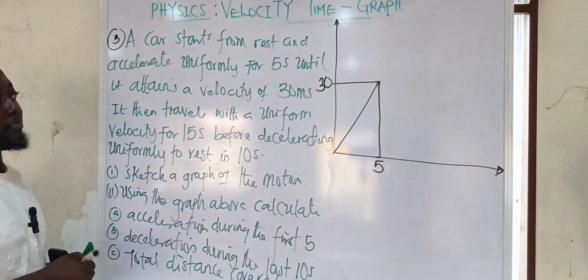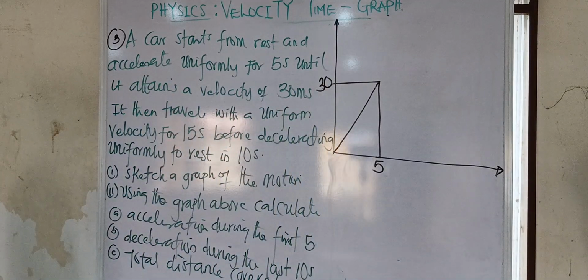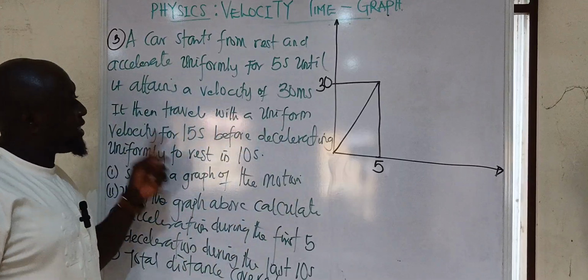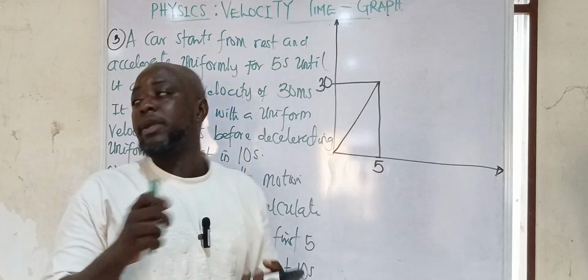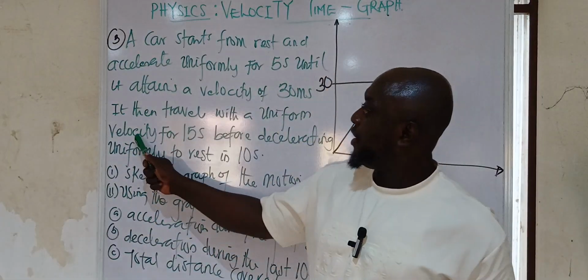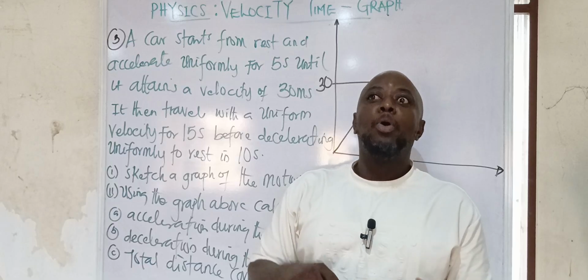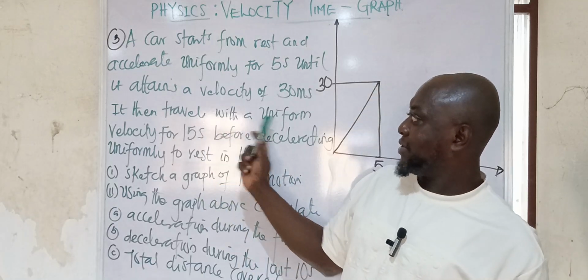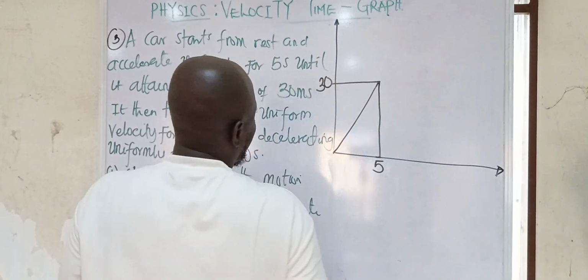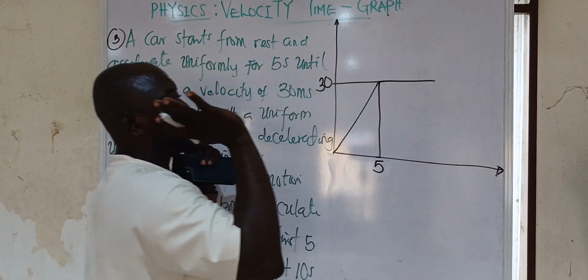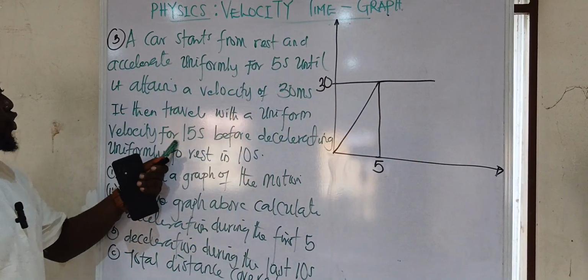From this triangle, what is the next thing we do? They say it then travels with a uniform velocity for this. So I told you that whenever you hear the word uniform velocity, it means the same thing as constant speed. Constant speed or uniform velocity means that the body goes straight. That's all. So it said the body maintains a velocity for this second.